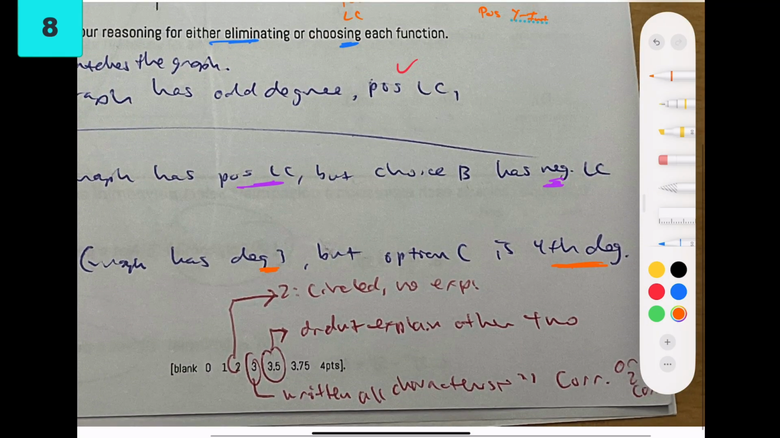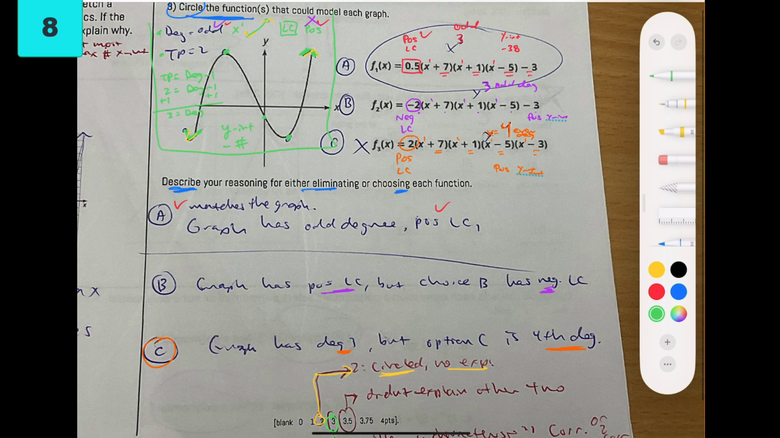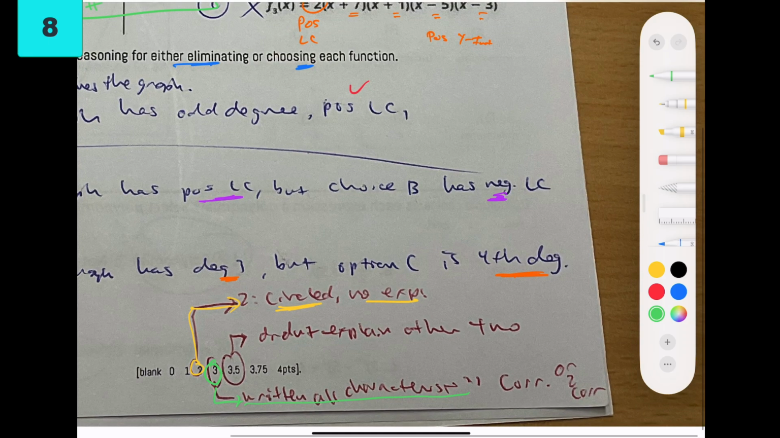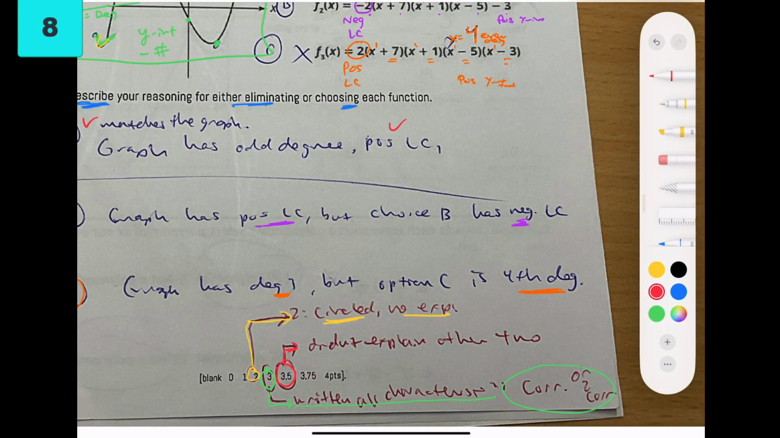This is how I awarded you points. 2 points: you circled the correct answer, but no explanation. You got 3 points if you wrote all the characteristics. So that would be up here in green. All of these characteristics. And you had maybe 1 or 2 correct. I gave you 3.5 points if you didn't explain the other 2. So you circled A and gave me all the characteristics.